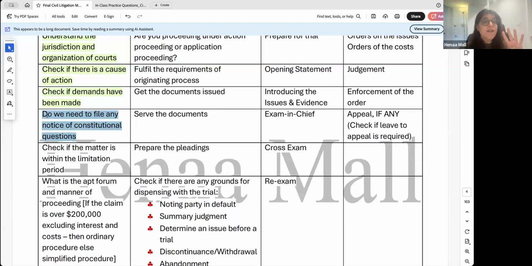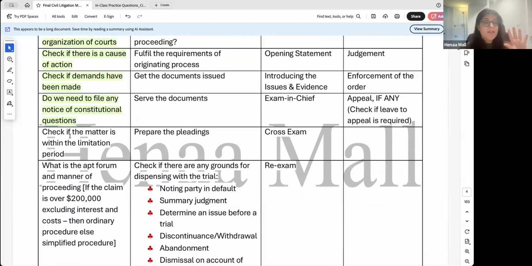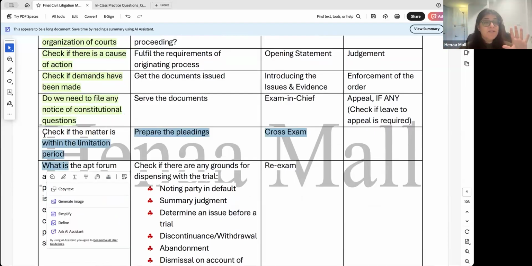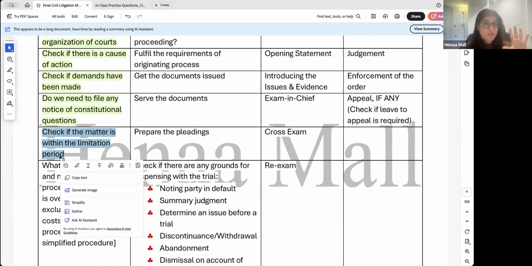Do you need to file any notice of constitutional questions? You will study more about these when you do your public law. What is a notice of constitutional question? When is it that you need to send it? To whom do you send notices when you're dealing with a novel claim or when you are dealing with a notice of constitutional question? Check if the matter is within limitation period or not.